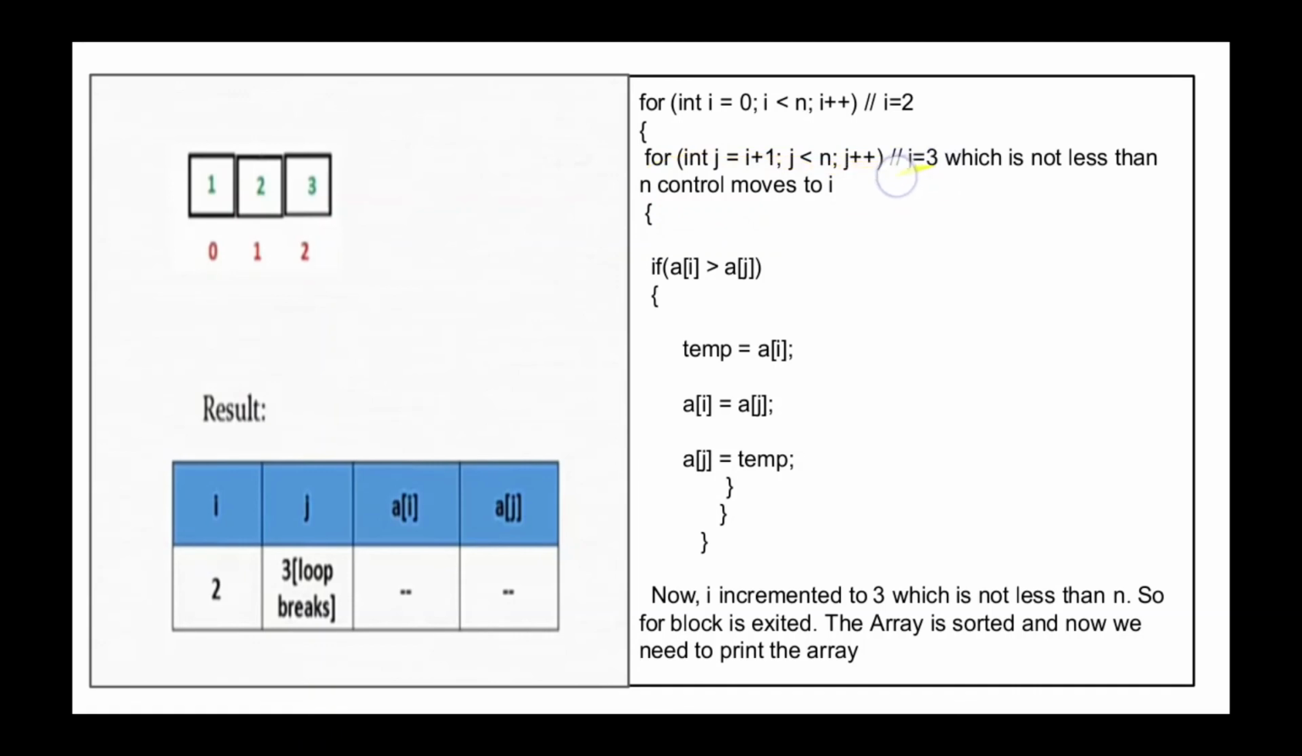Then the i value is initially 2, then the i value is incremented by 1, so the i value is 3. Now i has incremented to 3, which is not less than n, so the for block is exited and the array is sorted, and now we need to print the array elements.